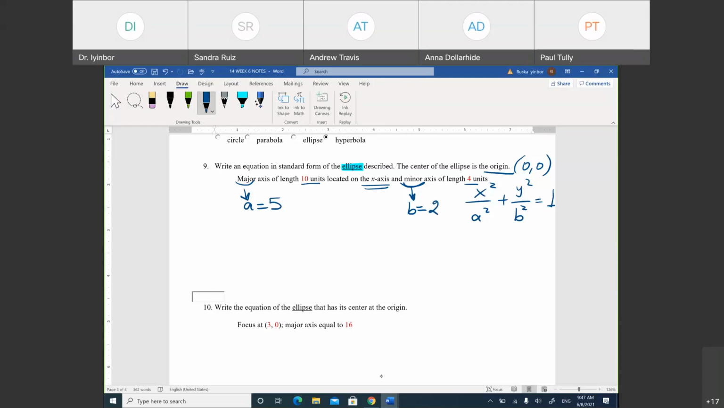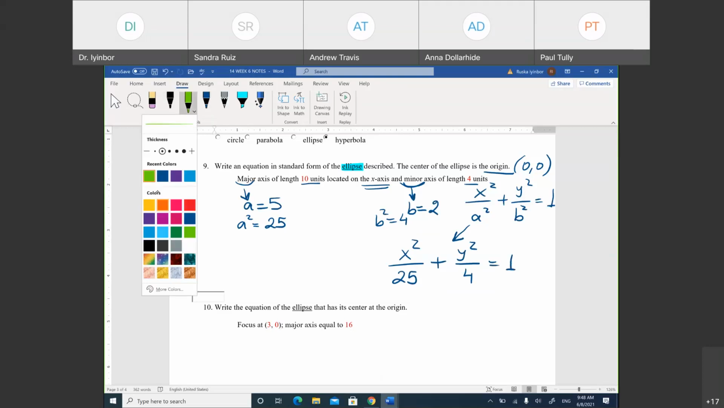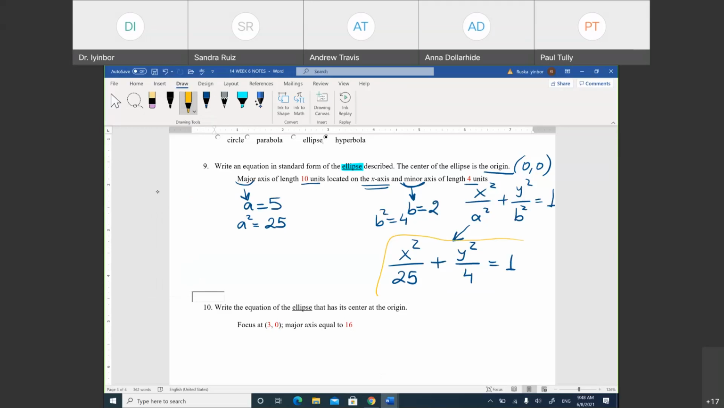So what you need to do is just replace a and b in this formula, and that's going to be the answer. My answer is x squared over, what is a squared? 5 times 5 is 25, plus y squared over, what is b squared? 2 times 2 is 4, equals 1. And that's my answer. That's what you're going to put in the answer box. Again, you're going to use the MathPad, so you can do fractions, you can do squares, and just leave it like that.